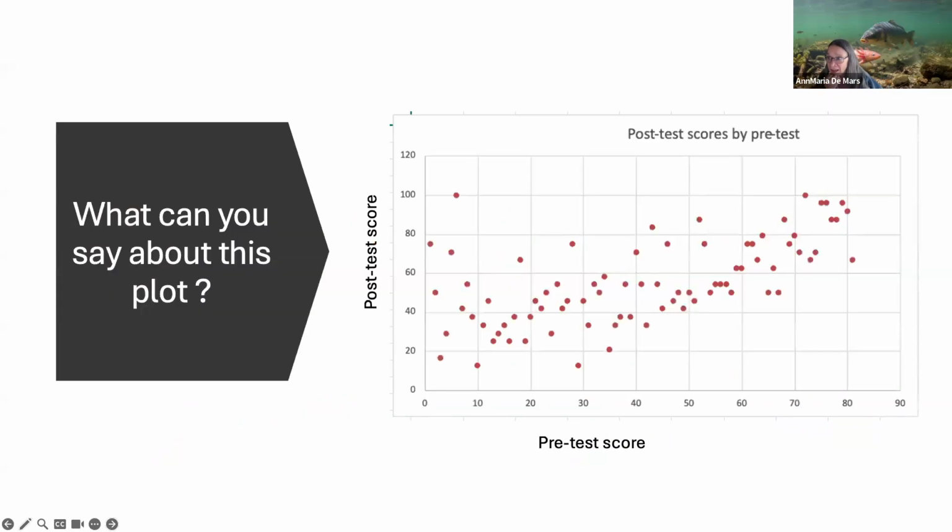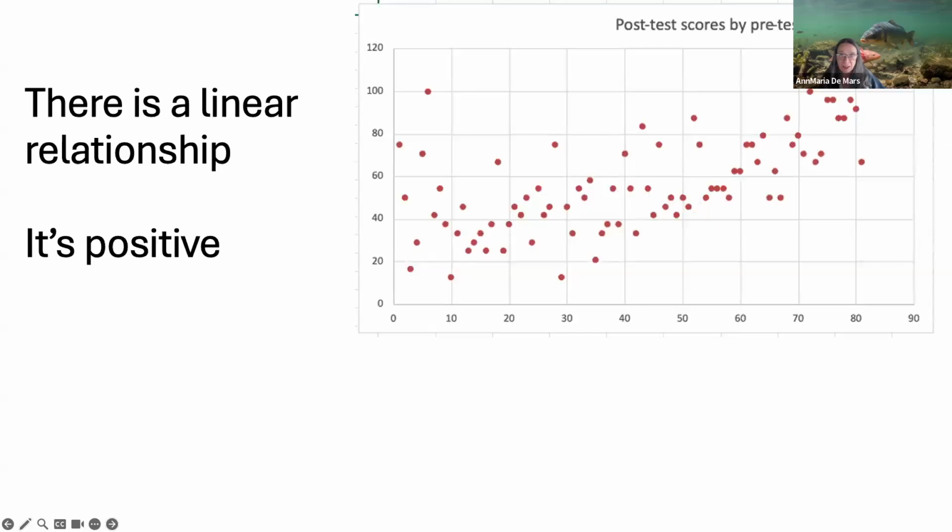What can you say about this plot? There are a few things that I can tell you right away looking at this graph. One is there is a linear relationship, and it's positive. You can see that, so this is the pre-test and the post-test, and students who had higher scores on the pre-test tended to have higher scores in the post-test, which makes sense because they're probably not going to go backwards unless you're the worst teacher ever, right?